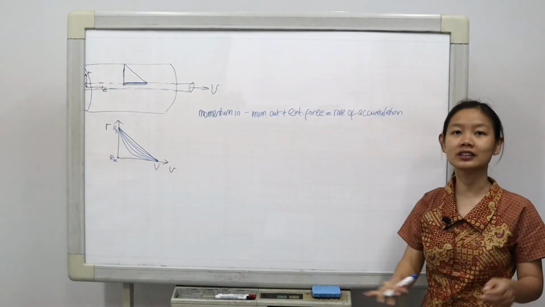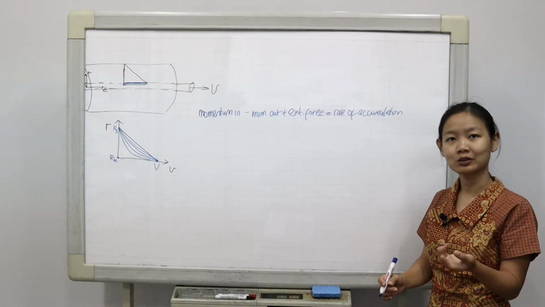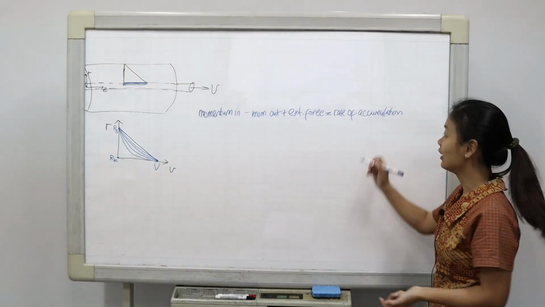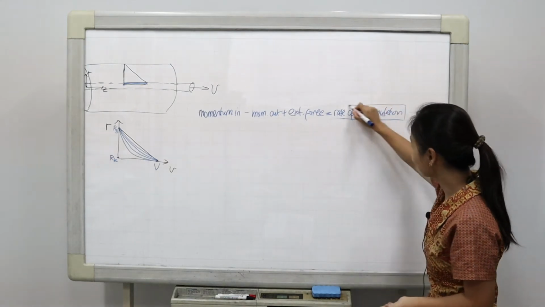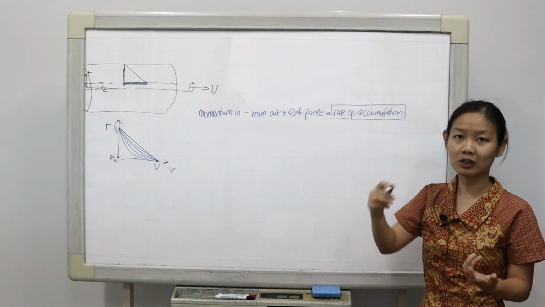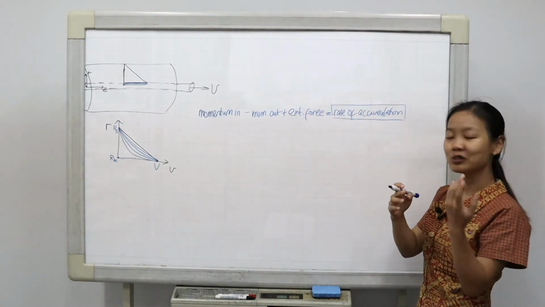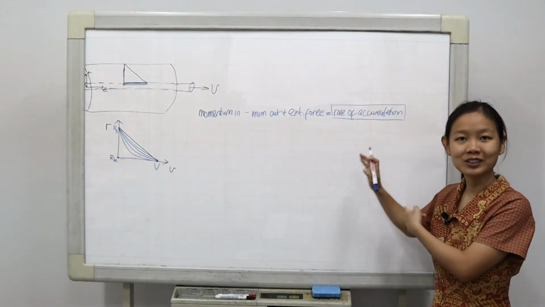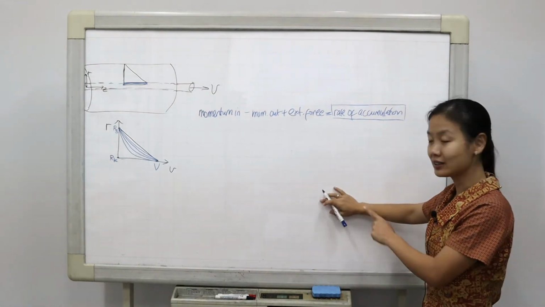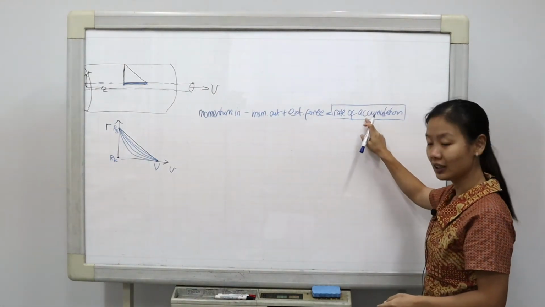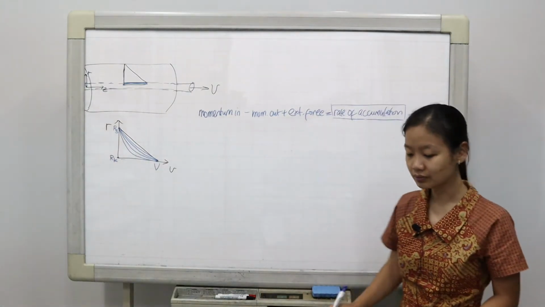We briefly discussed this when we learned about the equation of change. Basically, on the right hand side we have the rate of accumulation, but we usually say that this is 0 because we have steady state condition. In this case we have unsteady state condition, so this rate of accumulation is not 0. It has a value.